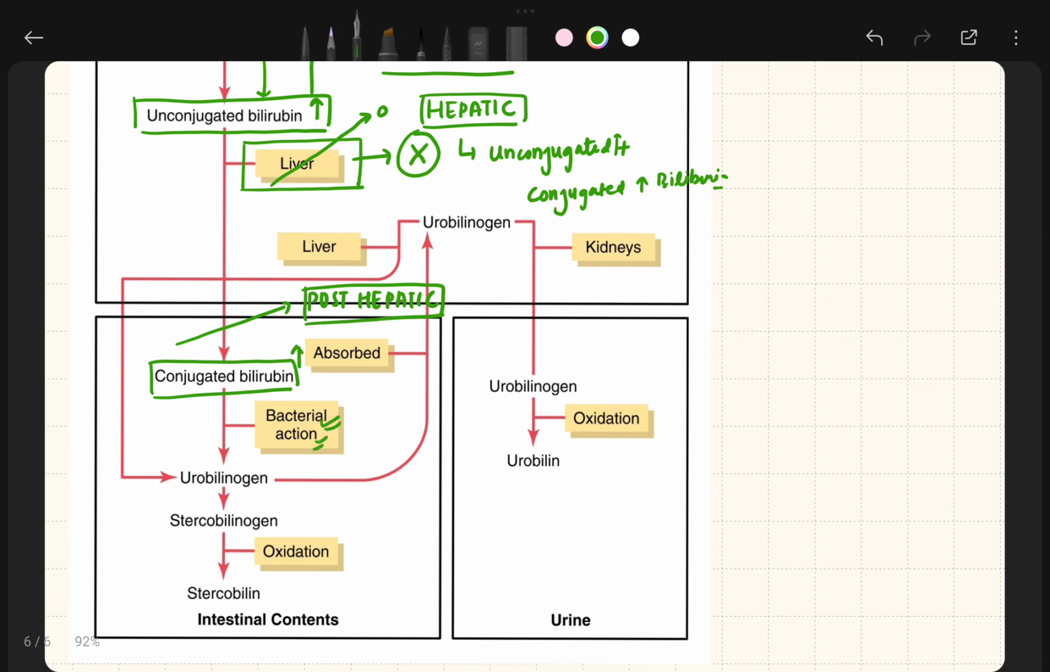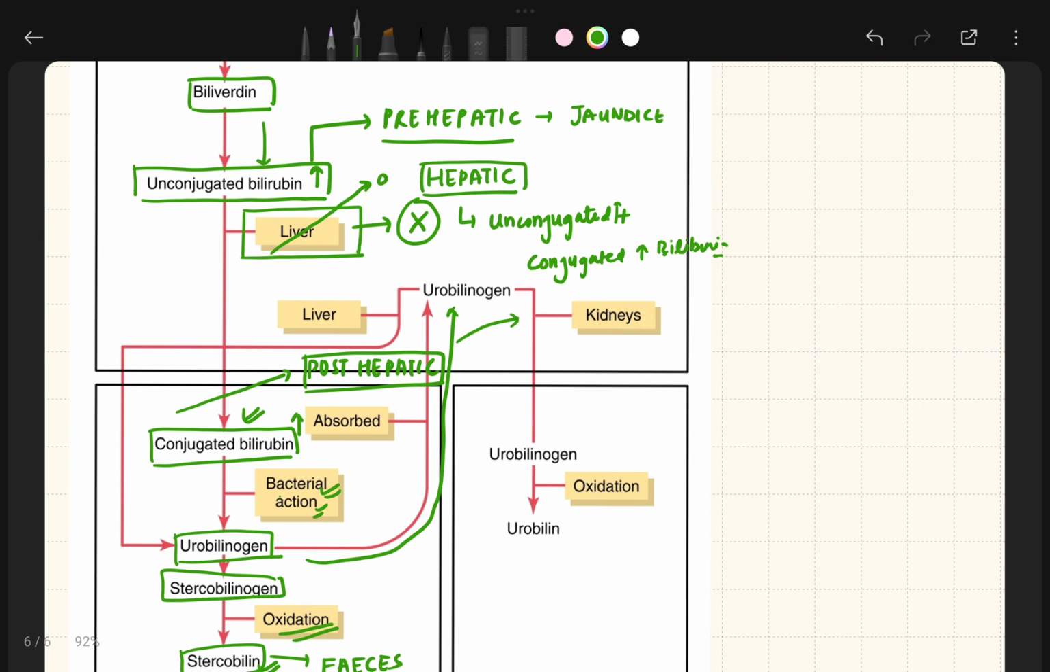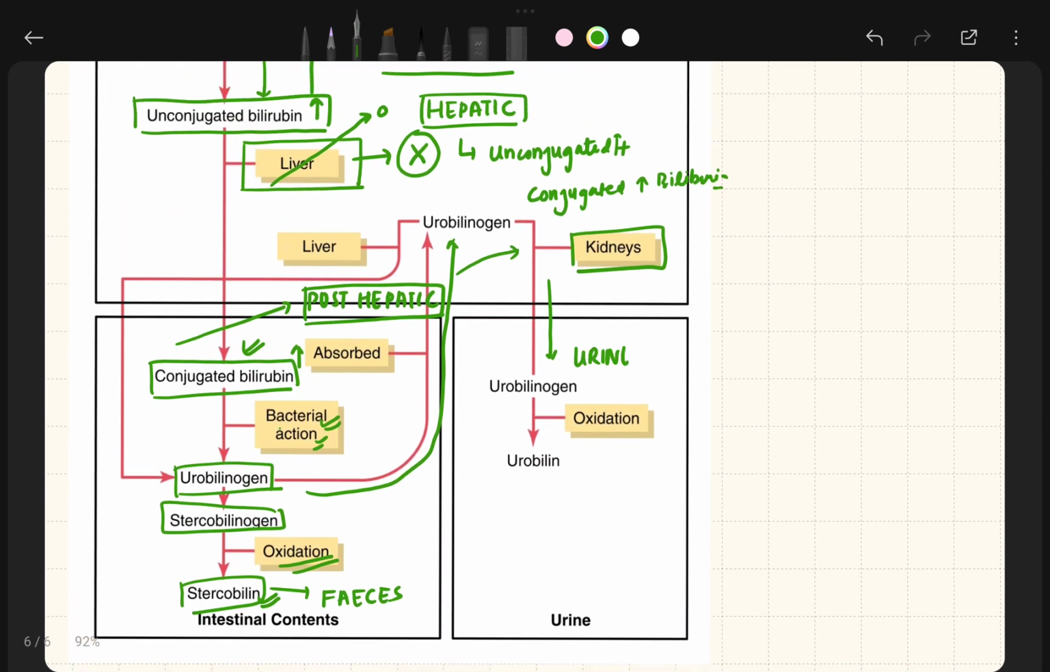Then with the help of bacterial action, this conjugated bilirubin will enter the intestine, and with the help of bacteria present in the intestine, it gets converted to urobilinogen. A small amount of urobilinogen can get back to the liver, and to the kidneys. Then it gets converted to stercobilinogen. Stercobilinogen on oxidation forms stercobilin, that is excreted out through feces. Now what happens to this urobilinogen? Urobilinogen goes to kidneys, and through kidneys it enters urine. On oxidation, that forms urobilin, that gets excreted out in urine. So that's the end.